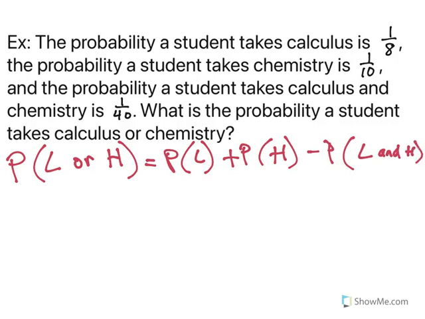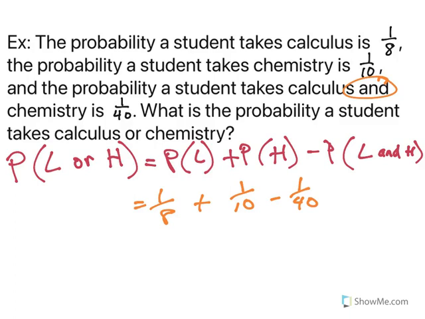So what is the probability of calculus? 1/8. The probability of chemistry, 1/10. The probability of "and" is 1/40. Because remember, we don't need to count them twice. If someone is taking both calculus and chemistry, they are counted in both pieces. They're counted in calculus and counted in chemistry. We only need them in one spot because they are just one person.